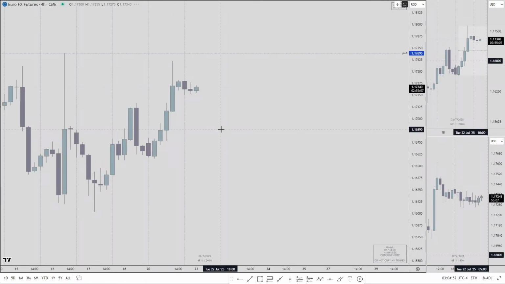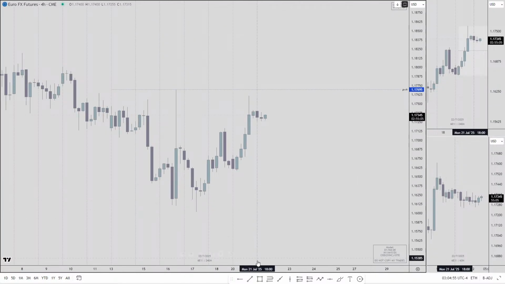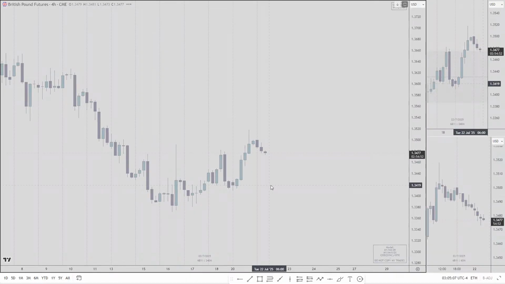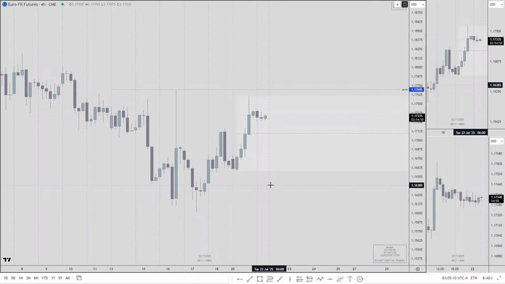On the 4 hours, this would be my current dealing range. If you take a look at the British pound, it made a lower low, whereas we have the Euro making a higher low. So this is the British pound, and then this is the Euro. I would be utilizing this low to the current high as my dealing range.